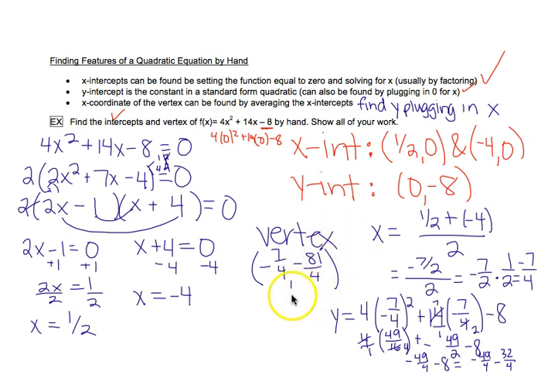And notice how I did all of that by hand. So now you know how to find x-intercepts by hand, y-intercept by hand, and a vertex by hand.